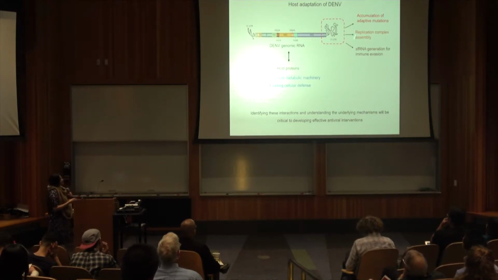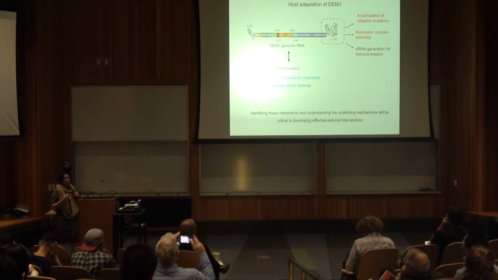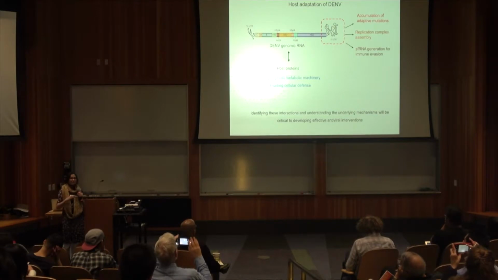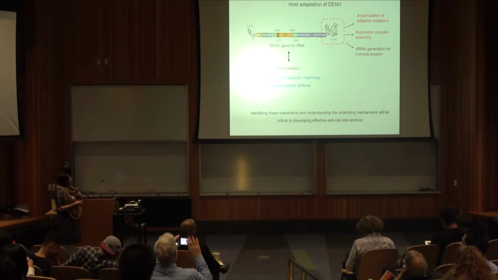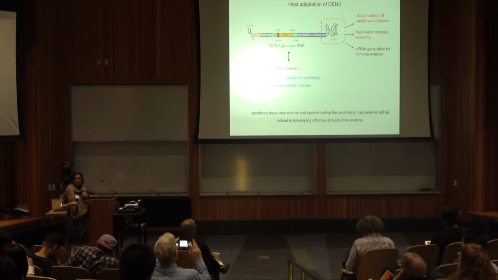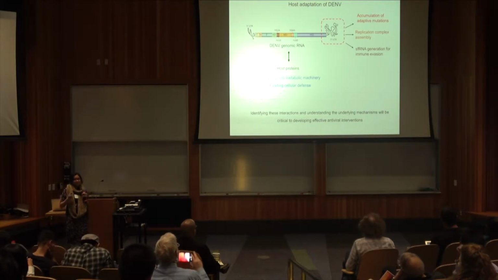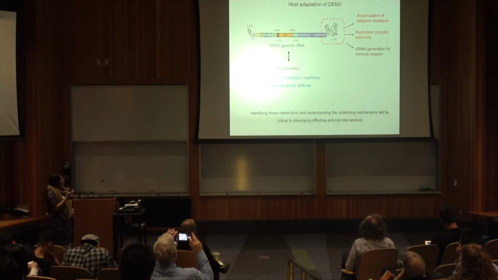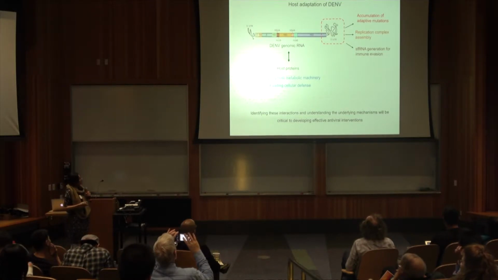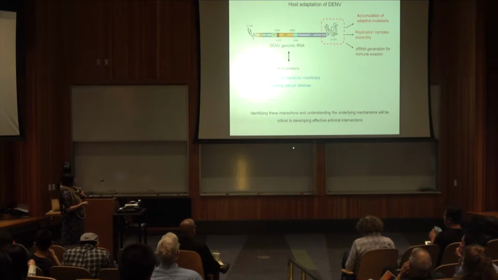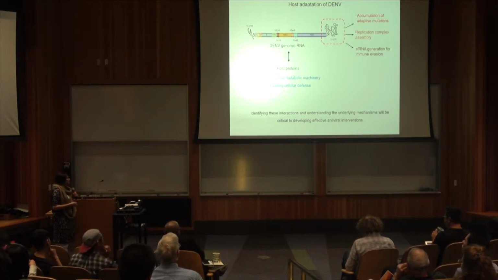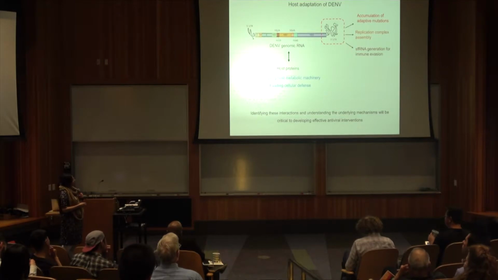In particular, we are interested in the 3' UTR of the virus, which is a hotspot for mutations. It's known to accumulate several adaptive mutations when the virus switches between mosquito and human hosts. It's also the site where the viral replication complex assembles, and the 3' UTR is known to be processed into several subgenomic RNA fragments, which are able to sequester away the host immune response proteins and protect the viral genome from the host immune defense mechanisms. And identifying these interactions and underlying mechanisms would be very important in developing effective antiviral interventions.